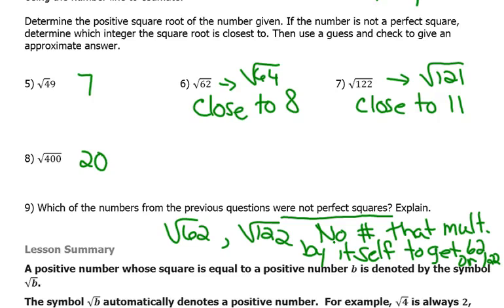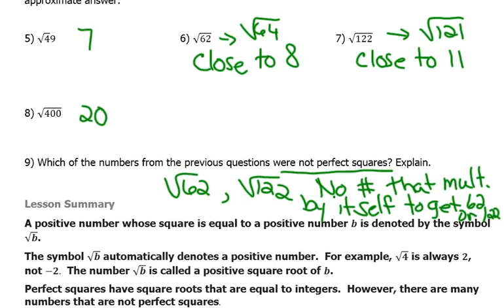Okay? So here in our lesson summary, we talked about what our square root symbol looks like. The fact that, for example, the square root of 4 is always 2, not negative 2, so it is always talking about a positive square root. And perfect squares have square roots that are equal to integers. And that there are lots and lots of numbers that are not integers. So any questions, as always, bring them to class.